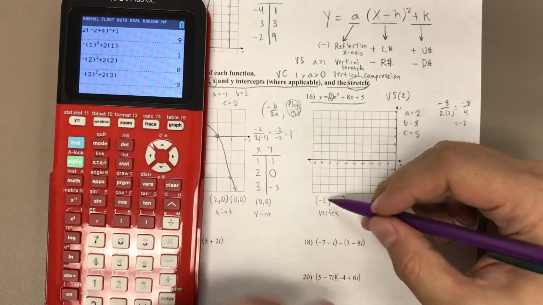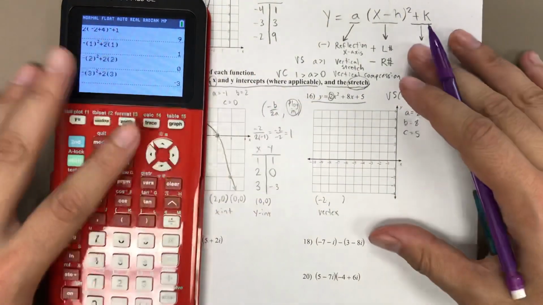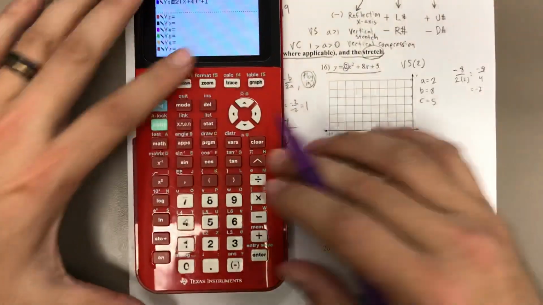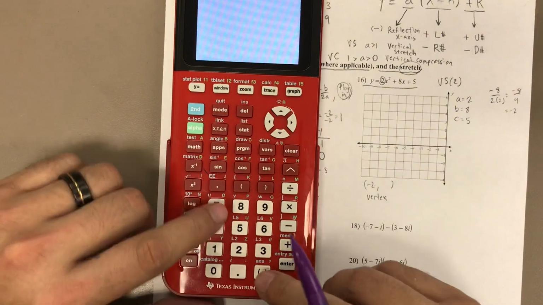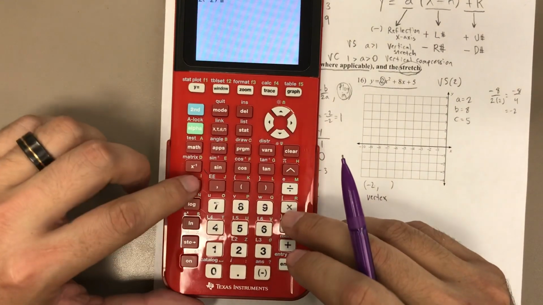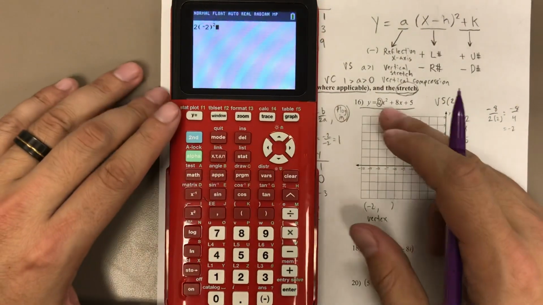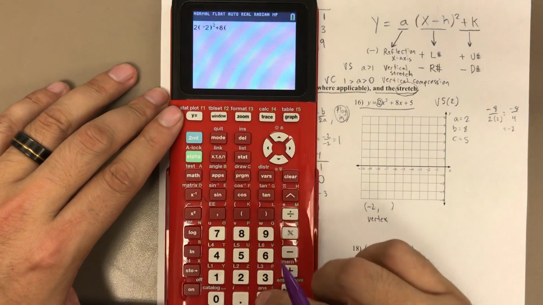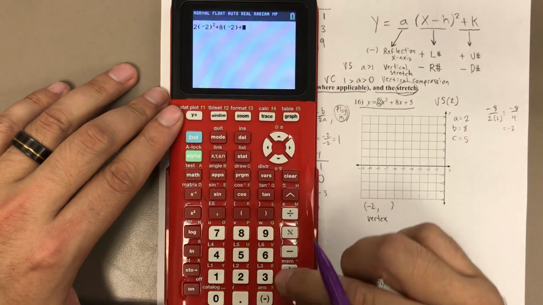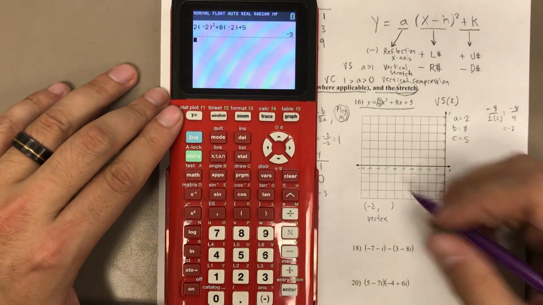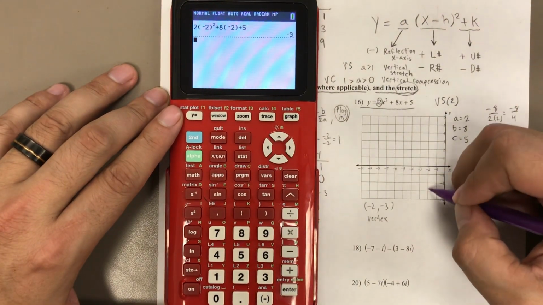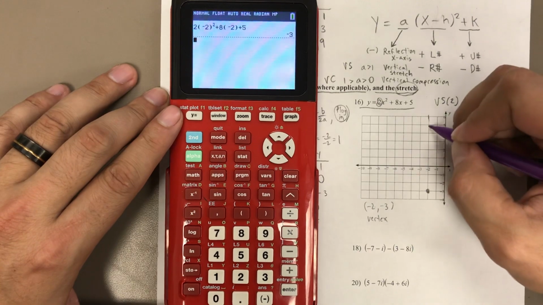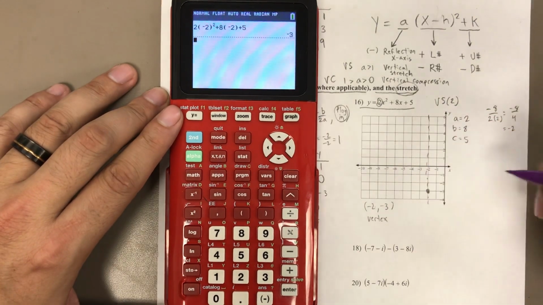Let's find our y value. So we're going to plug negative 2 in for x here. All right, so here we go. 2 times parentheses negative 2 squared. And then plus 8 times parentheses negative 2. And then plus 5. All right, hit enter, and there's your y value, negative 3. So go to the left 2 and then down 3. There's the vertex. And through the vertex, you get the axis of symmetry.